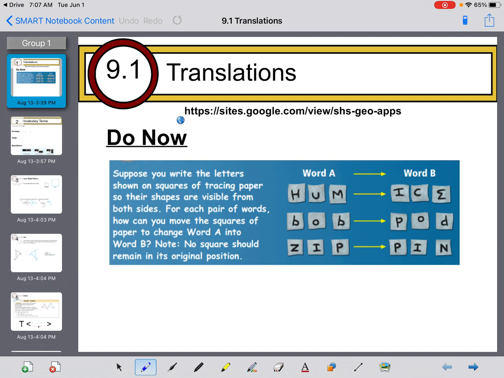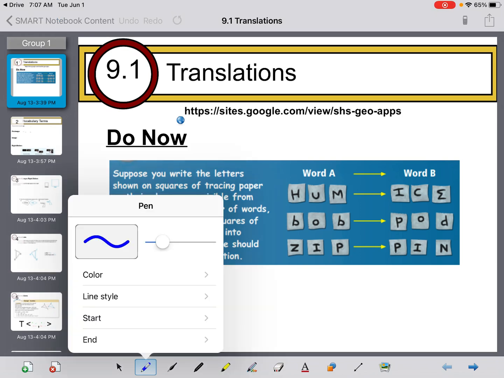Suppose you write the letters shown on squares of tracing paper so their shapes are visible from both sides. For each pair of words, how can you move the squares of paper to change word A into word B? No square should remain in its original position.